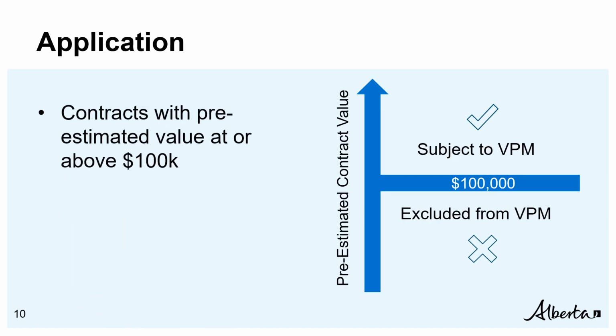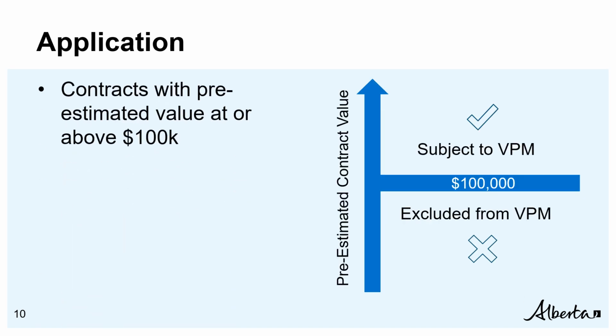Now that we know a little bit of background about the VPM program, let's look at which Alberta Infrastructure contracts are subject to the VPM program. All contracts with a pre-estimated value at or above $100,000 are automatically subject to VPM, barring exceptions for specific types of contracts which fall outside the scope of the program. These include service contracts for building maintenance or management and total property management contracts.